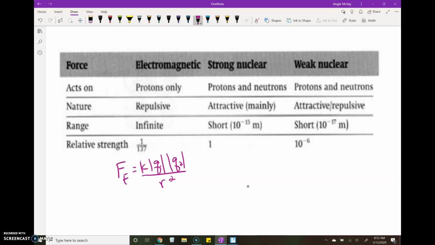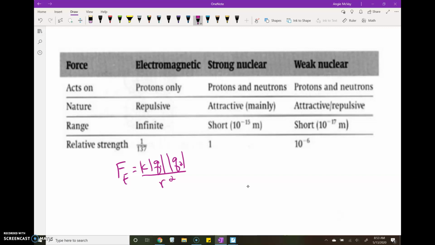All right, so this acts on protons only in the nucleus because protons are the only thing with any charge in the nucleus. And it's repulsive, right? Those protons in the nucleus don't want to be stuck in there together. They're exerting a repulsive force on each other, okay? And it's a pretty small force, but not insignificant, right?